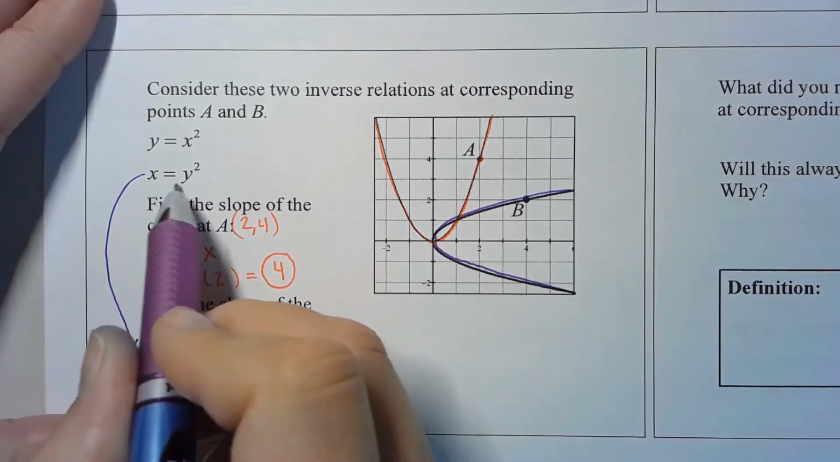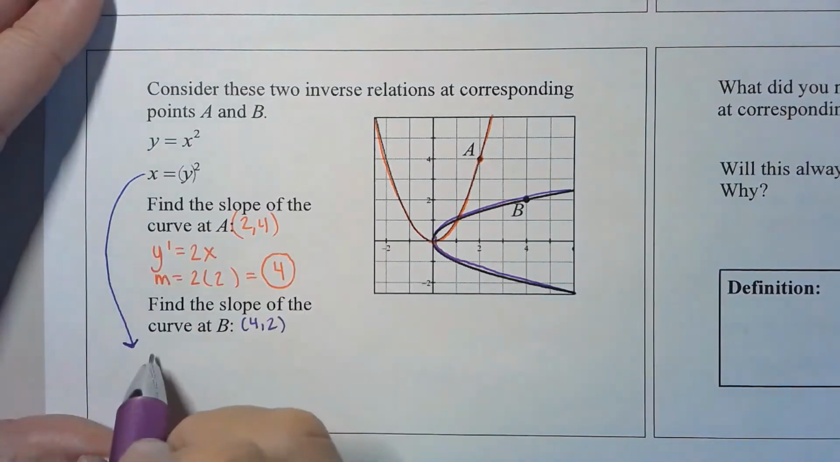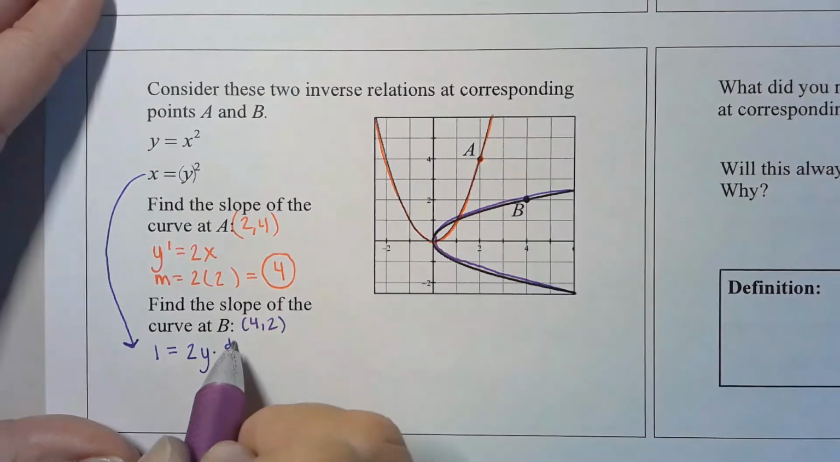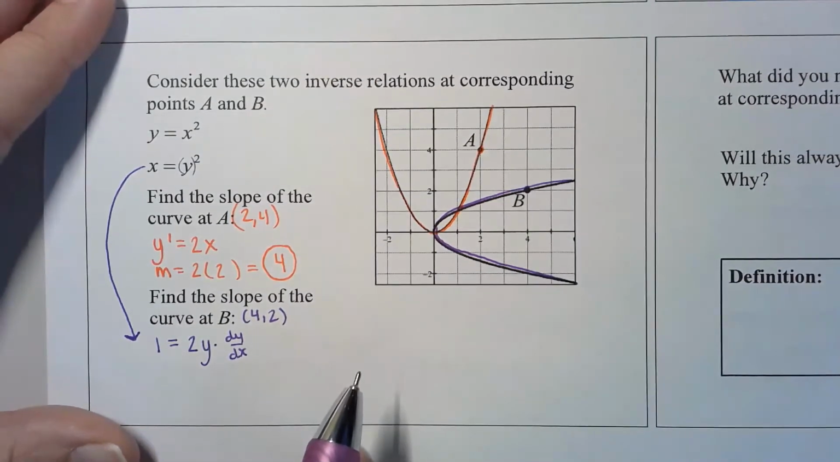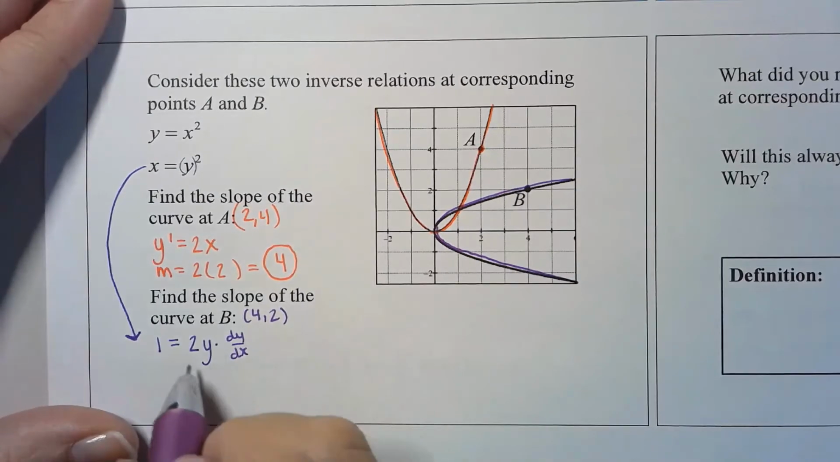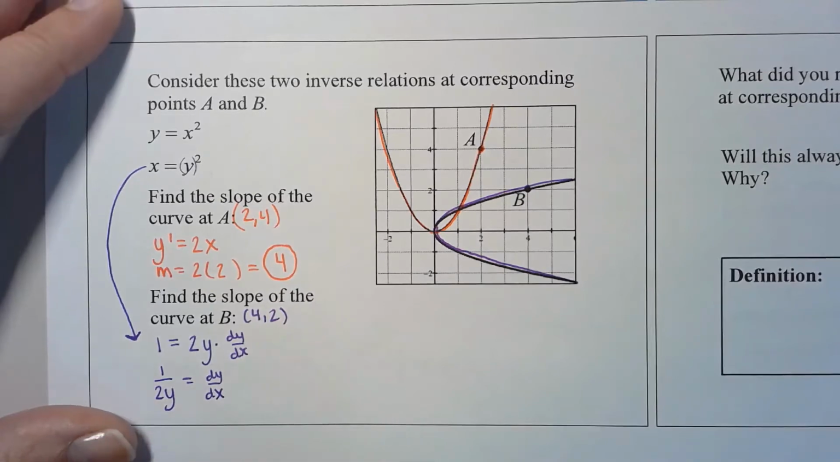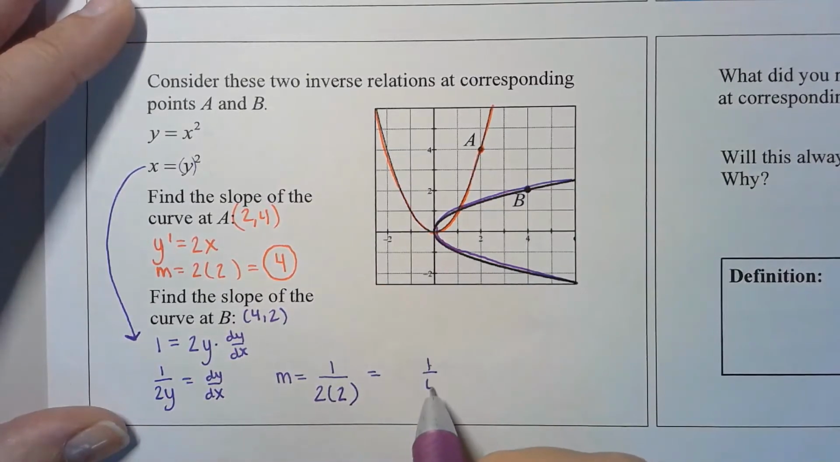If I want to find the slope, I need the derivative. Look at that y in there. The derivative of x is 1. The derivative of y squared is 2y dy dx. Look at that implicit differentiation we can use there. So 1 divided by 2y is equal to the derivative. That means the slope equals 1 over 2 times the y-coordinate. My y-coordinate is 2, so I get a slope of 1/4.